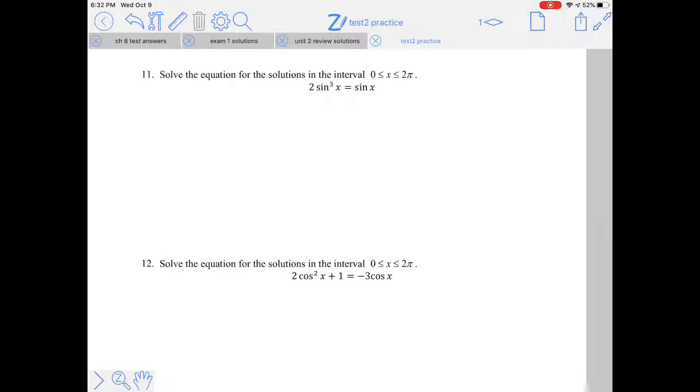Okay. Okay. Solve the equation for solutions in the interval 0 to 2 pi.